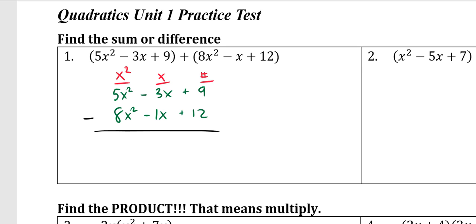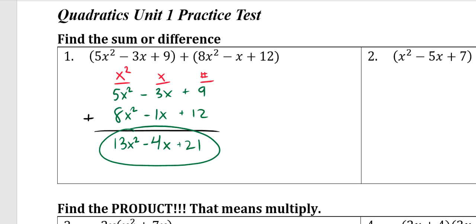So this is an add. I don't know why I said subtract. You should be adding them. 5x squared plus 8x squared is 13x squared. Negative 3x plus negative 1x is minus 4x. 9 plus 12 is 21. You can't combine any other terms because they're not like terms. You are done. 13x squared minus 4x plus 21.